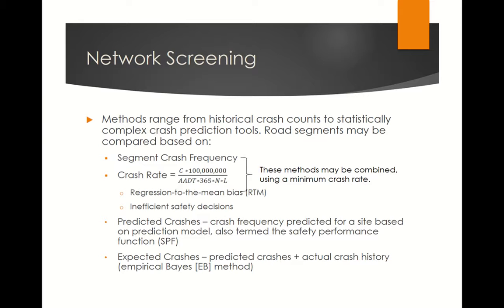Moving a step further, we can start to talk about exposure. Here they use the typical 100 million vehicle miles traveled as the normalization factor when we're trying to make it an apples-to-apples comparison across sites, which may be very different with regard to their traffic and environment. Both of these, however, do tend to have issues, bias with the regression to the mean, and lead to inefficient safety decisions.